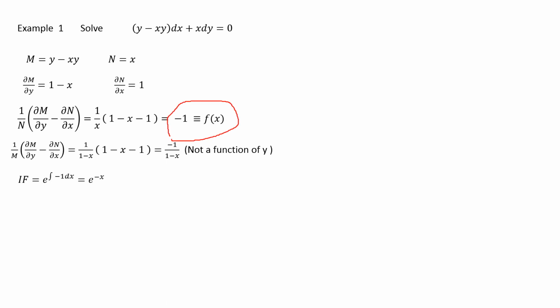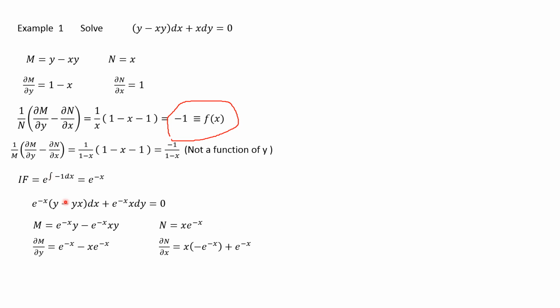So our integrating factor now, based on the formula that we have derived, is e to the integral of negative 1 dx. This is the same as e to the negative x. So this is an integrating factor. We are going to multiply e to the negative x to the left and right side here. It becomes e to the negative x times (y minus xy) dx plus e to the minus x times x dy is 0. Now again, let us get M and N. Our M is e to the minus x y minus e to the minus x x y, and our N is x e to the minus x. Let us test for exactness.